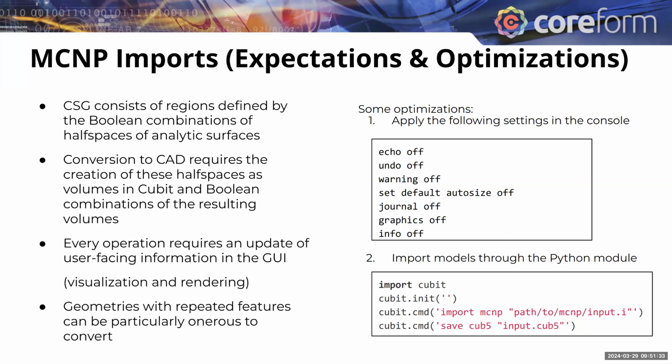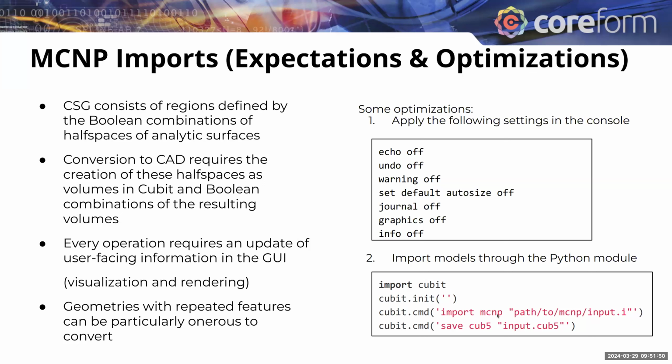A couple of things to try would be to apply the following settings in the console if you're doing this within the GUI. So this will just turn off a lot of superfluous information and temporarily turn off the graphics so that a lot of the user-facing information doesn't need to be updated, and hopefully make that import go faster.